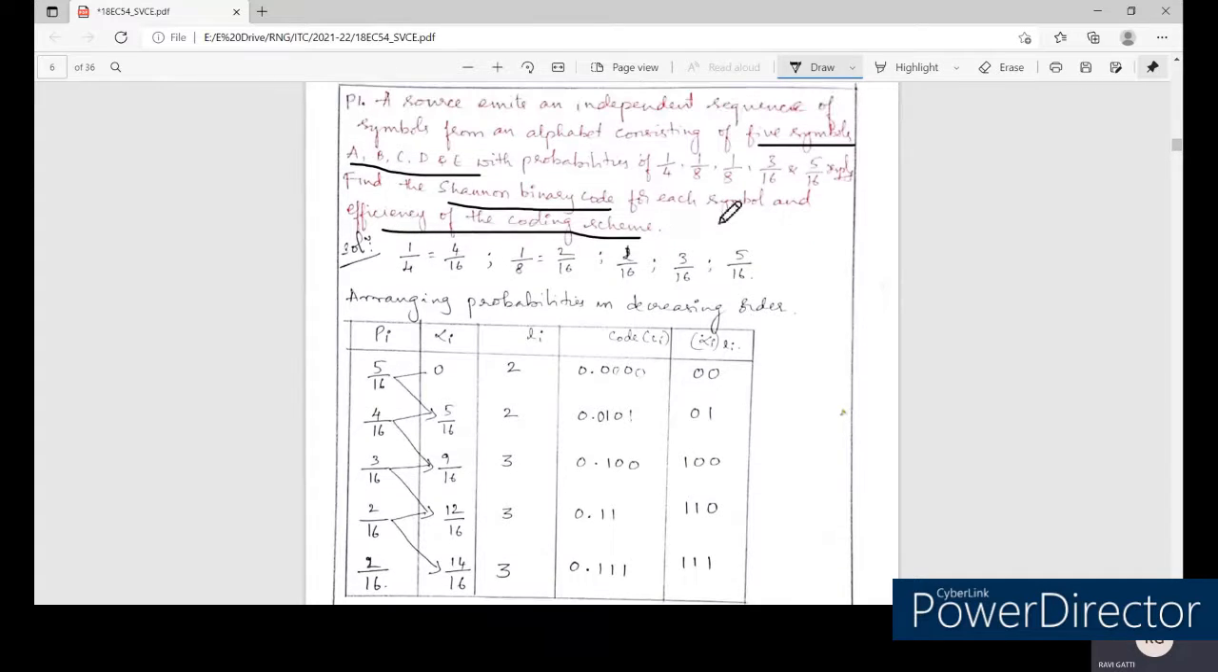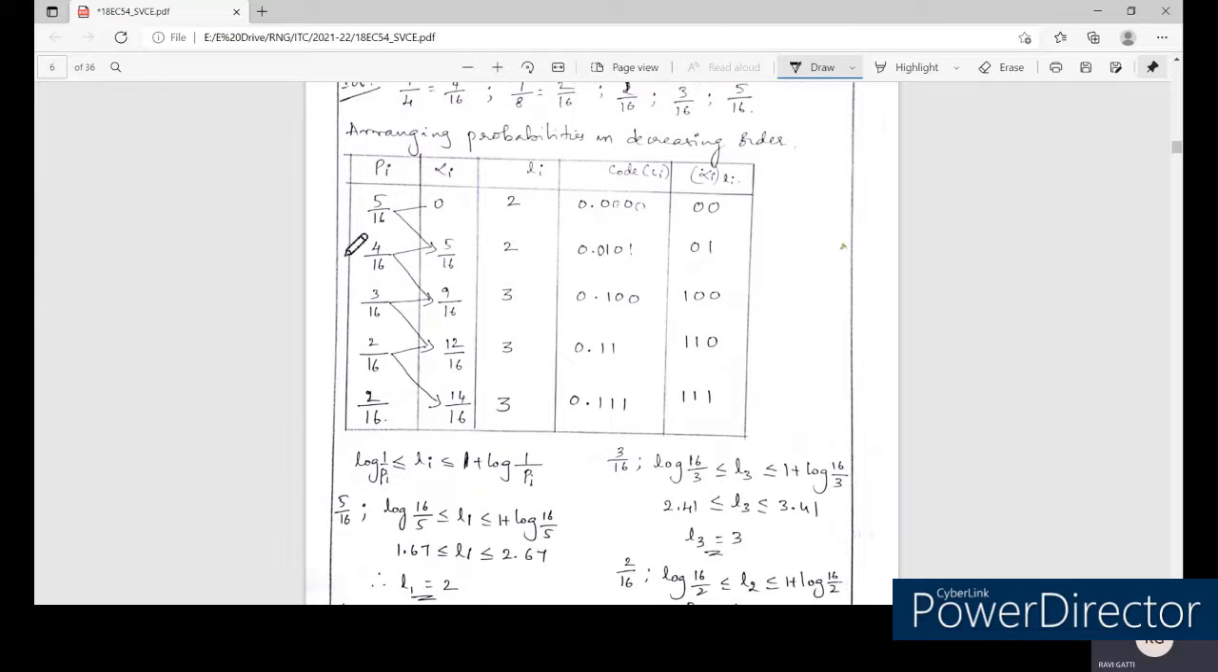You need to arrange them in decreasing order of their probabilities. When I arrange them in decreasing order, first you will get 5 by 16, the second will be 4 by 16, next 3 by 16, next 2 by 16, and next 2 by 16.